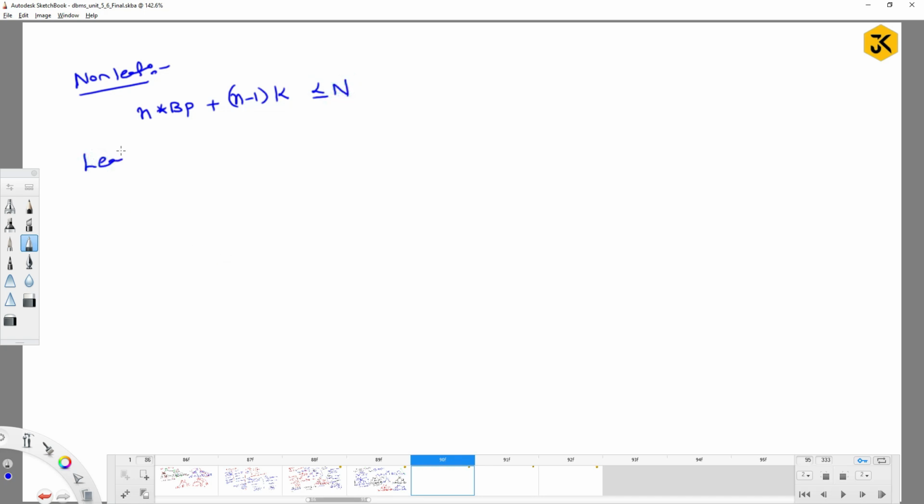Whereas coming to leaf nodes, you are going to have what? Is there any block pointers here? Yes, there will be one block pointer, but not n. So how many keys are there? N keys are there. And each key is supposed to have one record pointer. Along with that, there is a block pointer. This size should be less than or equal to the block size.